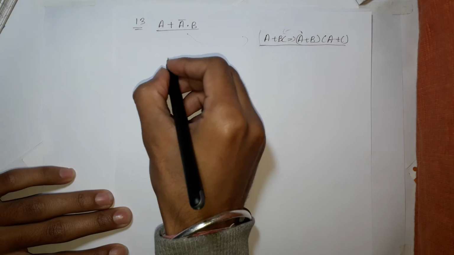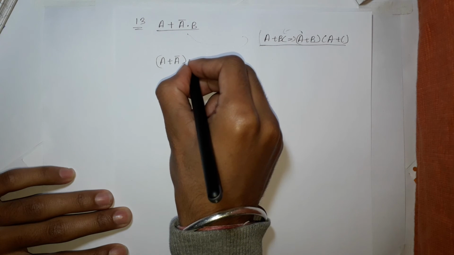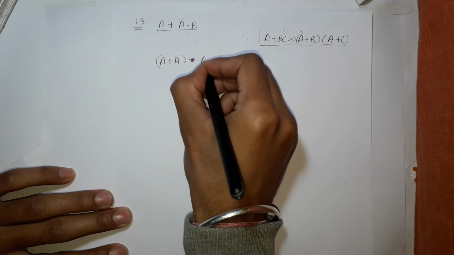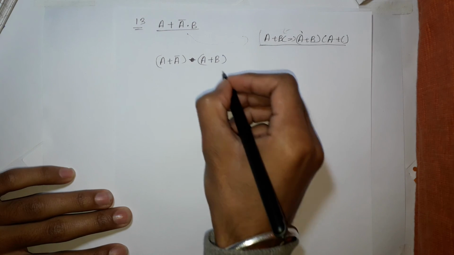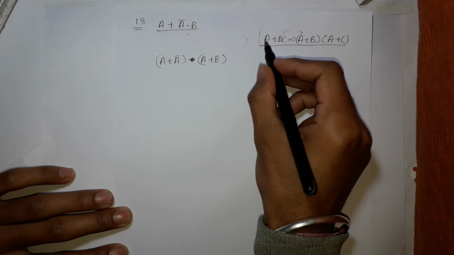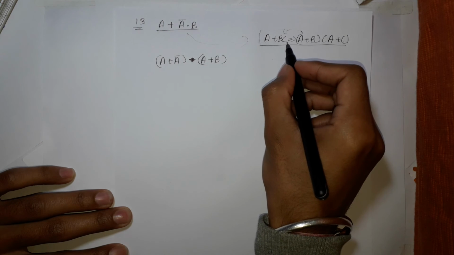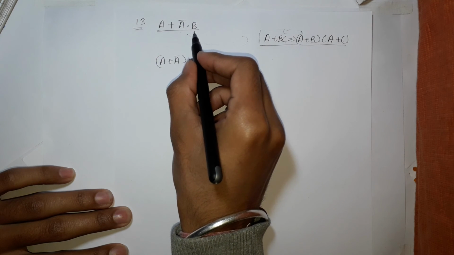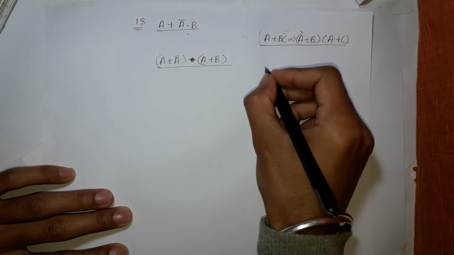Alright, let's distribute it. It will become A or A bar dot A or B. Just distributing it. Now how I have distributed this, it was A or B dot C. So A was first ORed with B and then A was ORed with C. So similarly A is first ORed with A bar and then A is ORed with B, with a dot operator between them.